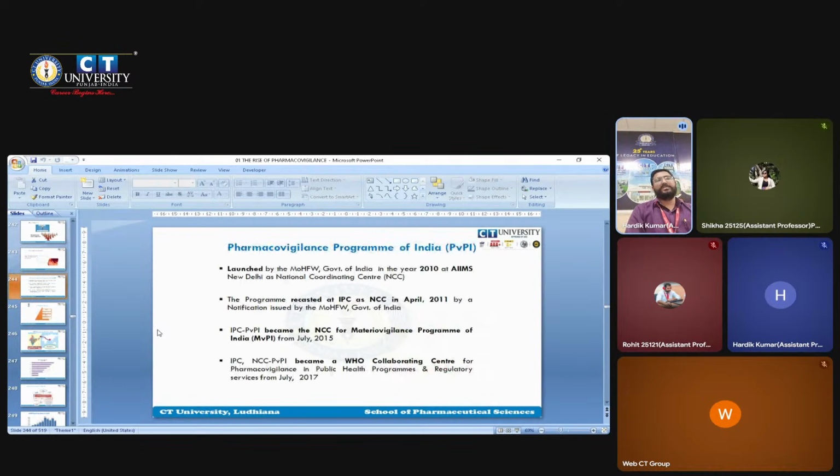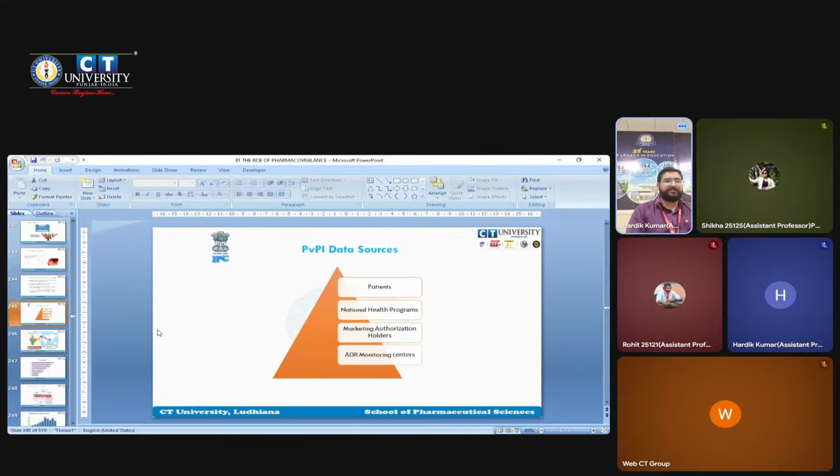The Pharmacovigilance Program of India was launched by the MoHFW, Government of India, in the year 2010 at AIIMS, New Delhi, and the National Coordination Centre. The program was recasted at IPC as NCC in April 2011 by a notification issued by the Government of India. The IPC PVPI became the NCC for the Materiovigilance Program launched in 2015, and became a World Health Organization collaborating center in July 2017.